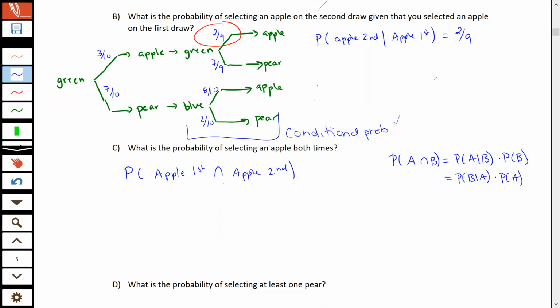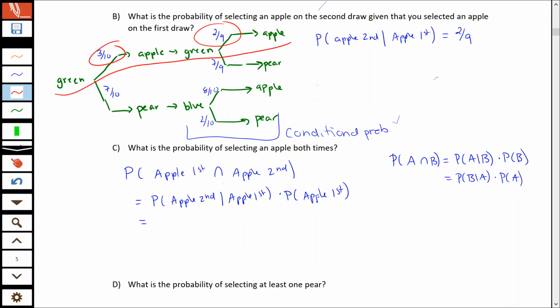So, because we already have that first one, if I take the probability of the apple on our second draw given an apple on the first, I just need to multiply that by the probability of getting an apple on the first. And what we're really doing here is just multiplying our two branches together. We're saying, hey, what's the chance that both of these things are going to happen at the same time? Well, it's 2 out of 9 times 3 out of 10. So 1 out of 15 is your chance of getting 2 apples.